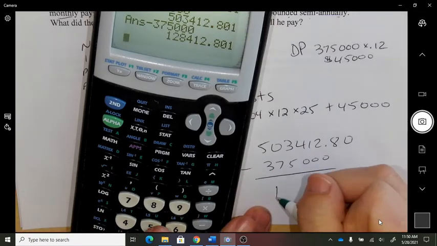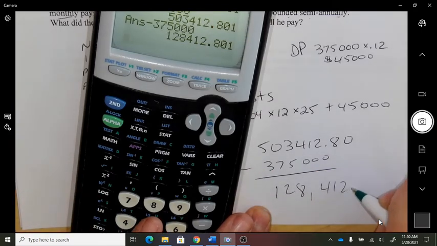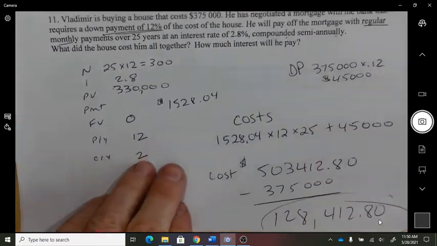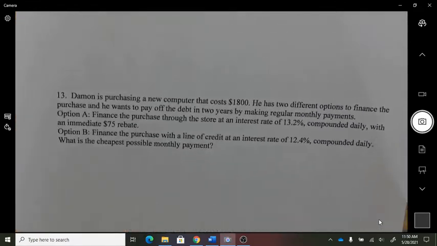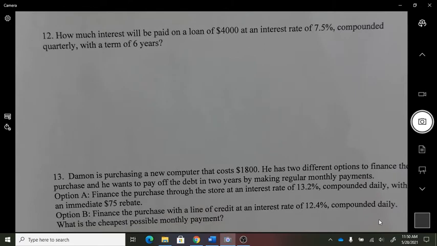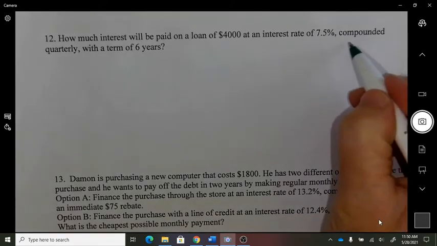So 128. This is what the bank would get to keep. That's what the bank makes off of you. How much interest will be paid on a loan? $4,000, interest compounded quarterly. Okay, so I just saw "compounded."